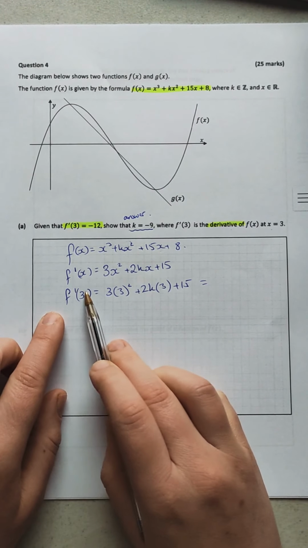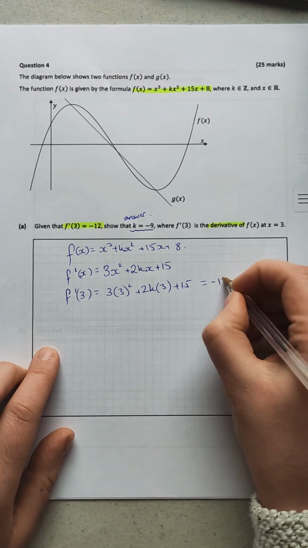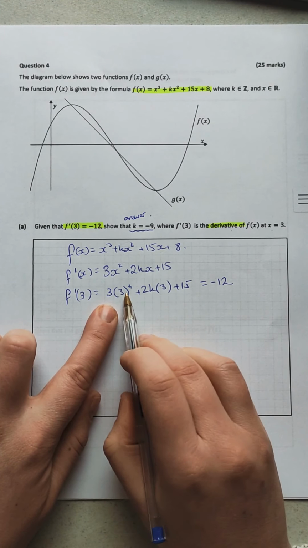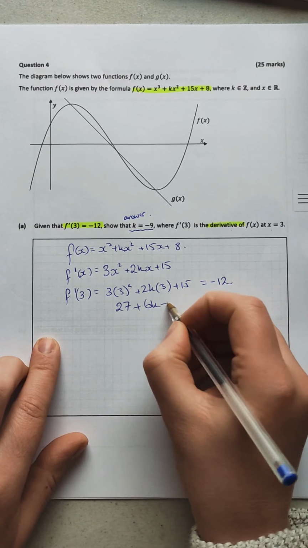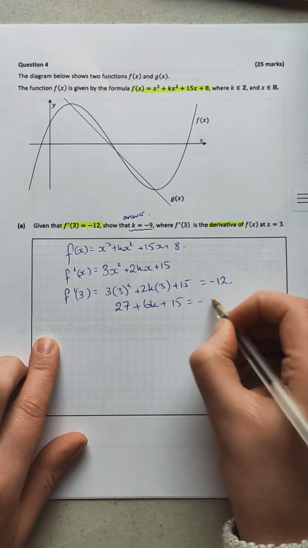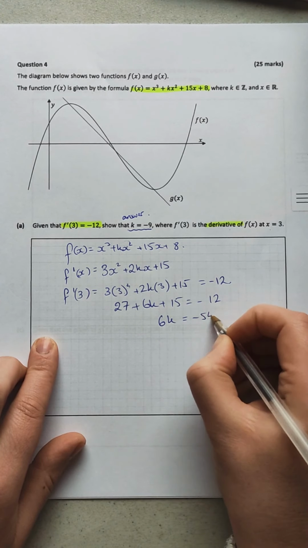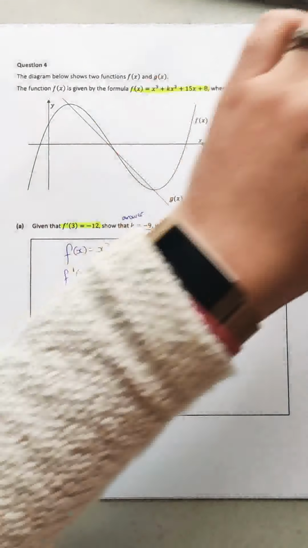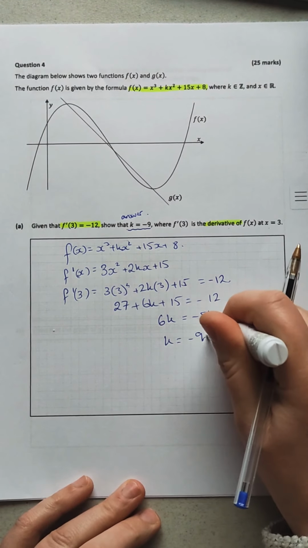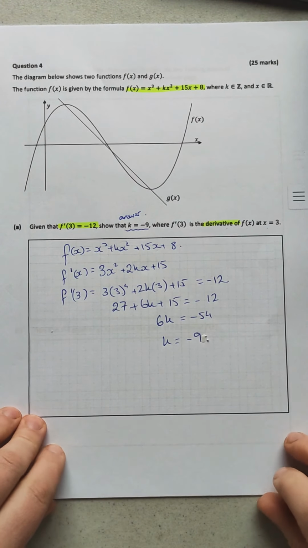What is f dashed of 3 equal to? They've told me it's equal to minus 12. So that's minus 12. So 3 squared is 9, 9 by 3 is 27, plus 6k plus 15 is equal to minus 12. So that comes down to be 6k is equal to minus 54. K is equal to minus 9. Okay, so k is equal to minus 9. That's what they were looking for in that one. All right, and moving on to the next one.